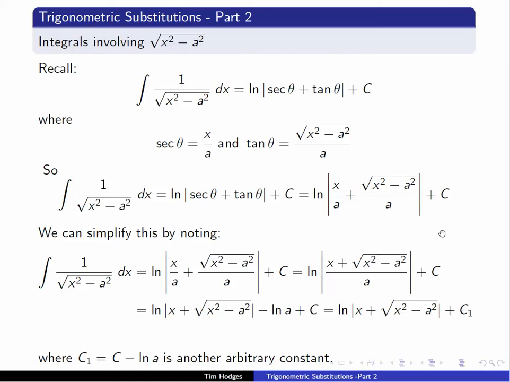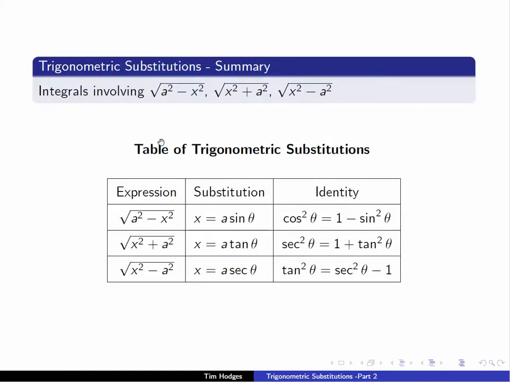So let's summarize what we've learned in this and the previous lecture. Here's a table of substitutions that you should use to find integrals involving these kinds of square roots. If the square root is a squared minus x squared, you use the substitution x equals a sine theta. If it's square root of x squared plus a squared, you use x equals a tan theta. And if it's square root of x squared minus a squared, you set x equal to a secant theta. So this is a pretty good general rule that takes out any of the guesswork involved.